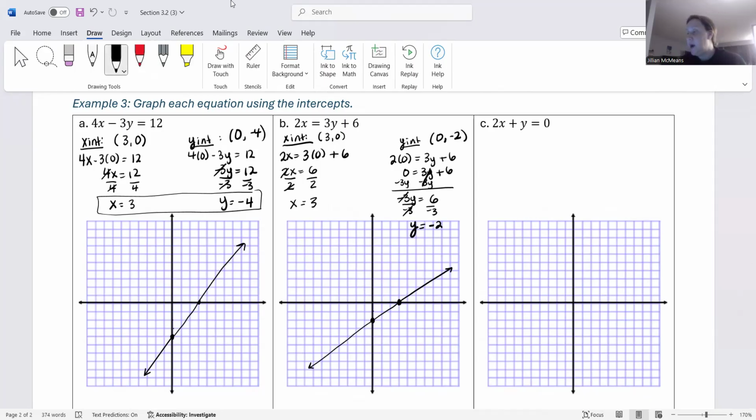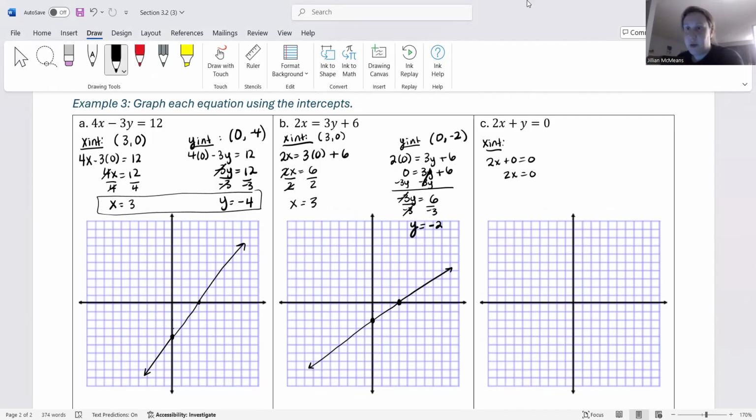Okay? Now, example C is kind of special. Okay? So something tricky is going to happen with example C, so we have to do a little extra work here. All right, let's start by finding our x-intercept. So nothing crazy so far. To find the x-intercept, we let y equal 0 and solve for x. So I get 2x plus 0 equals 0. Well, 2x plus 0 is just 2x.